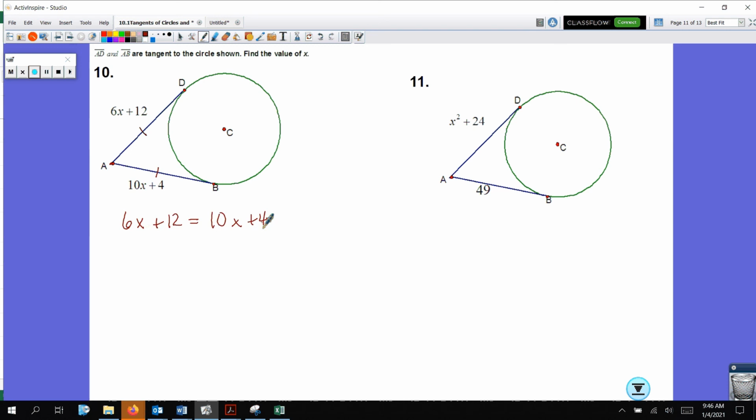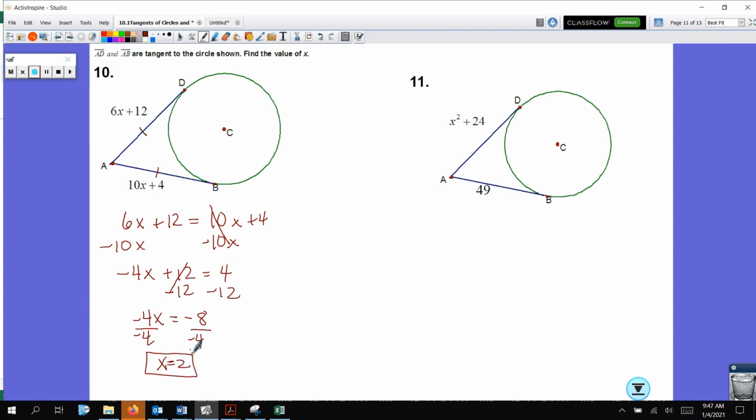plus 4. All right, if I subtract 10x, that gives me negative 4x plus 12 is equal to 4. Subtract 12, negative 4x is equal to negative 8. Divide by negative 4, x is equal to 2. If I plug that back in here, 6 times 2 plus 12 is 24. 10 times 2 plus 4 is 24. They are the same. Yippee-doo. Okay. That was easy, right?